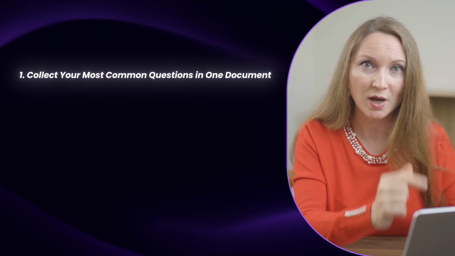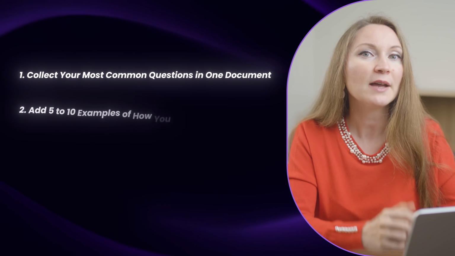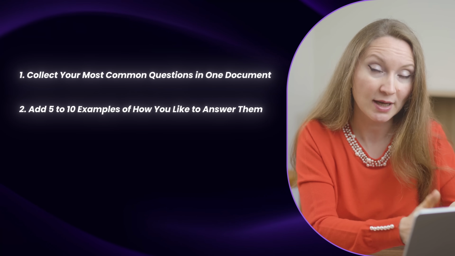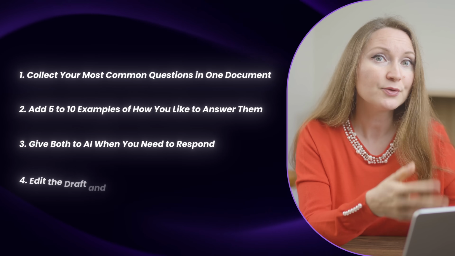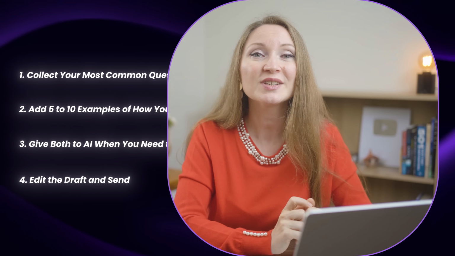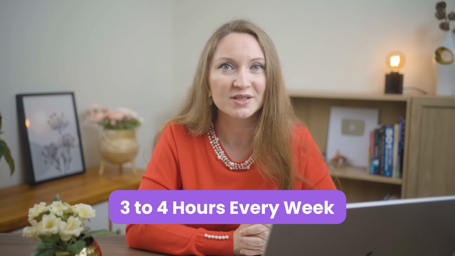This also works for email. If you have an email list and you get replies from your subscribers, then AI can help you draft responses that sound like you, as long as you give it enough examples of your writing first. The system here is simple. You collect your most common questions in one single document. You can add 5 to 10 examples of how you like to answer them, give both to AI when you need to respond, and edit the draft and send it. This alone saves me probably 3 to 4 hours every week.